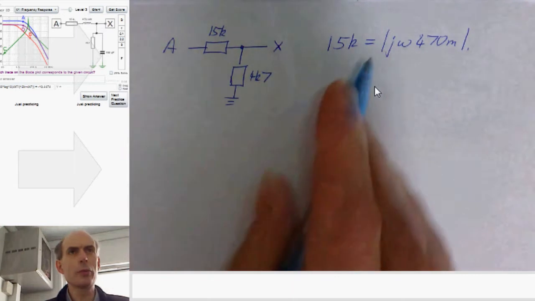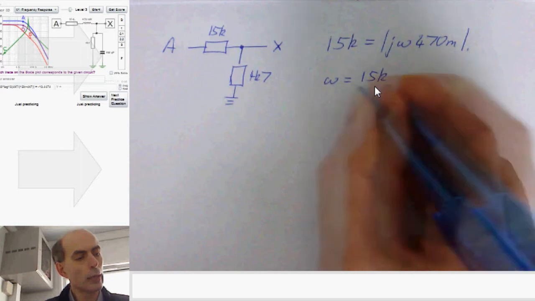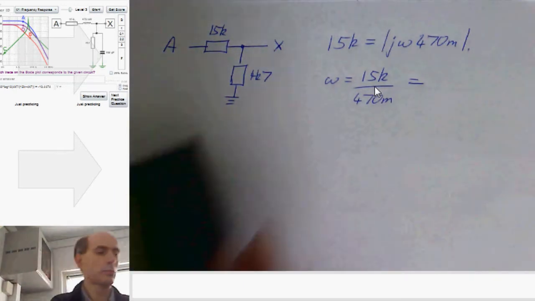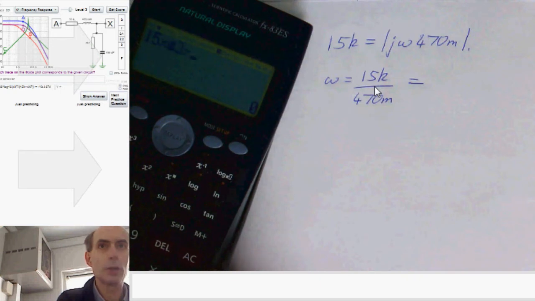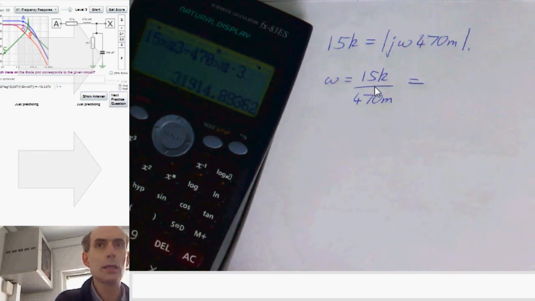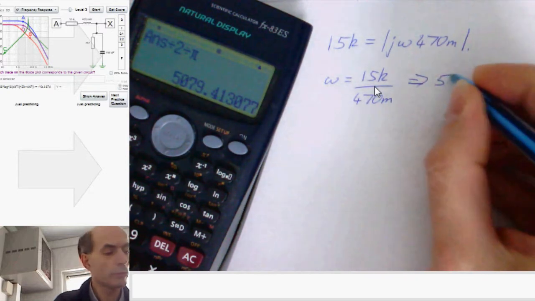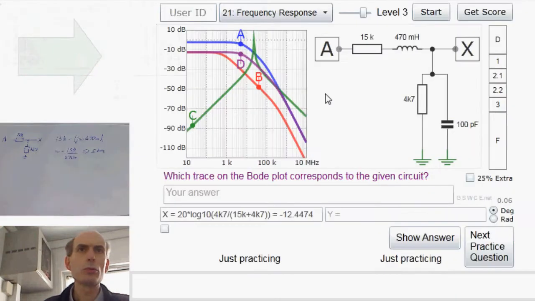Right, at what frequency does that occur? Well, that would just be omega equals 15K divided by 470 milli, which is, quick bit of calculation, 15K divided by 470 milli, then divided by 2 pi to get it into hertz. That would be about 5 kilohertz. So I'd expect there to be a pole caused by the increase in impedance of that inductor somewhere around 5 kilohertz.